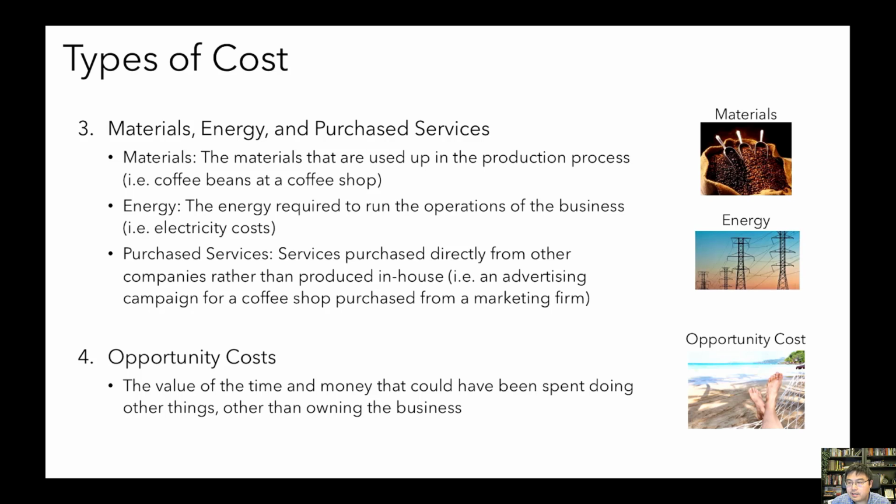So it could be the best job that the business owner could get if they decided not to run the business, or it could be the value of the leisure time if that particular owner would prefer to spend their time in leisure if they weren't running the business. Okay. Unlike the labor, capital, materials, energy, and purchase service cost, opportunity cost does not represent an actual flow of money or payments out of the firm. Okay, but like I said, it's every bit as important in terms of the firm's calculations of what to do and its strategy.